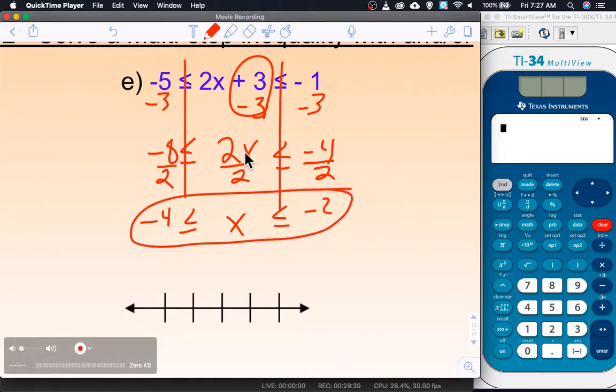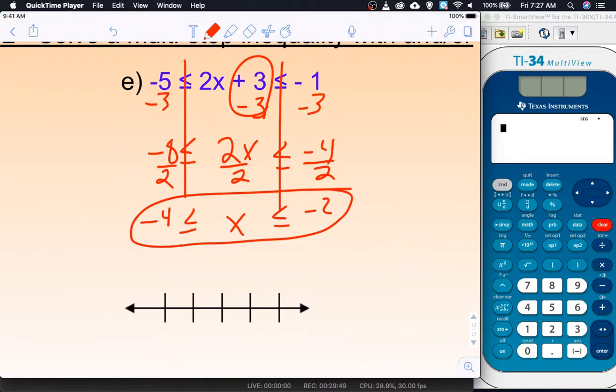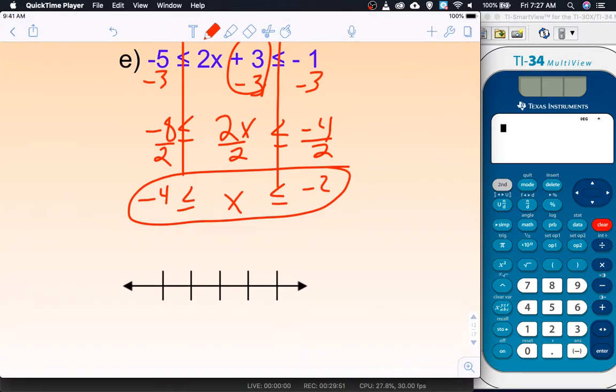I did not divide by a negative. I divided by positive 2 on all sides. If this guy was a negative, and I had to divide by negative 2, I would have to change the directions of these inequalities in the middle of the problem. But that did not happen yet. It will probably happen at some point, though. So let's see. Negative 2, negative 3, negative 4, negative 5.